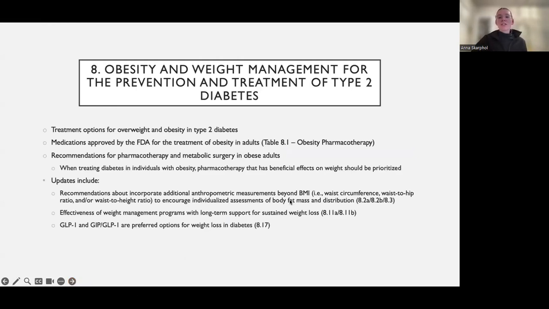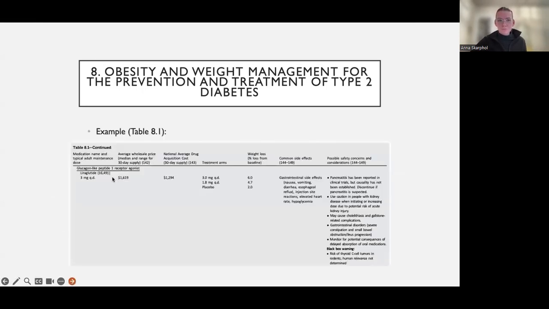They also talk about using measurements more than just BMI, including waist circumference, waist to height ratio, and things like that, as they provide a better picture of what obesity might look like. And then this last recommendation here, GLP-1 and GIP/GLP-1 combination drugs are preferred options for weight loss in diabetes. And so that is their official statement. Those medications are preferred.